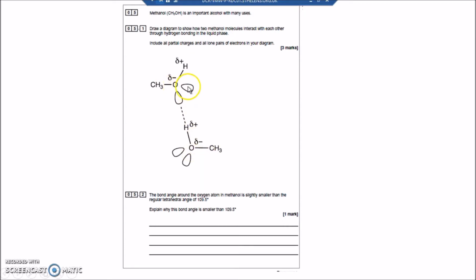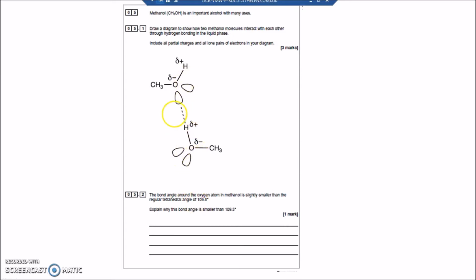Then each oxygen has got two lone pairs. Now you can either draw them like this, which is orbitals, or you can put two dots for each lone pair, or two crosses for each lone pair. I usually do two dots, but these orbitals are fine, and there should be two on an oxygen there, and you can put two on this oxygen here as well.